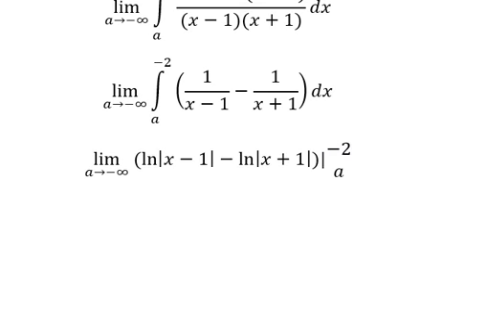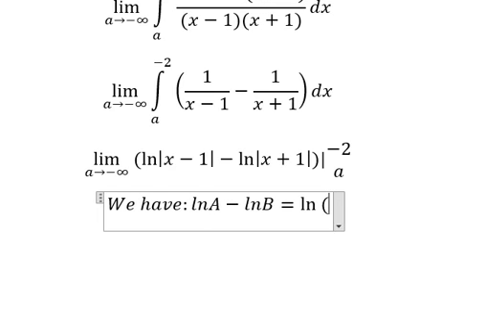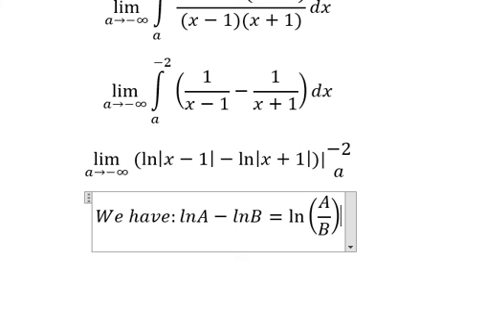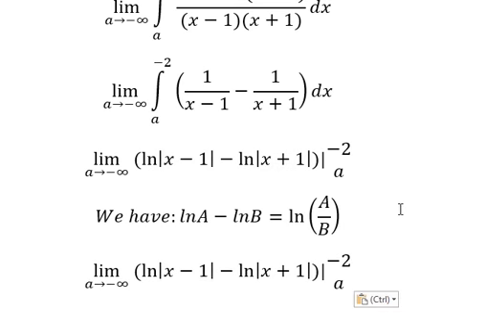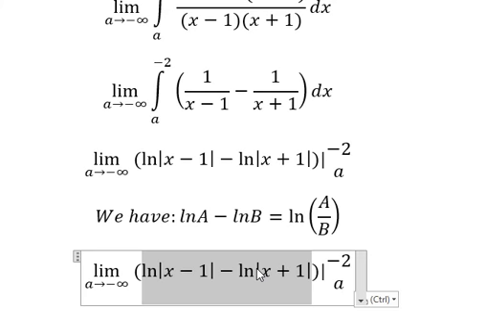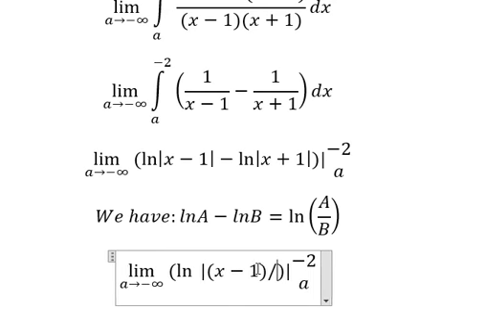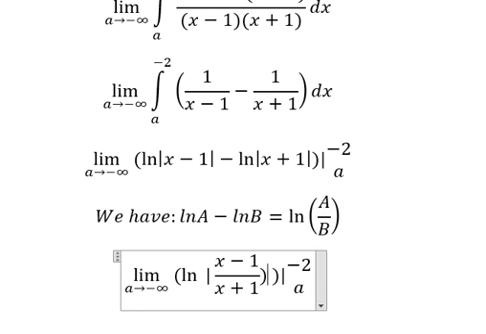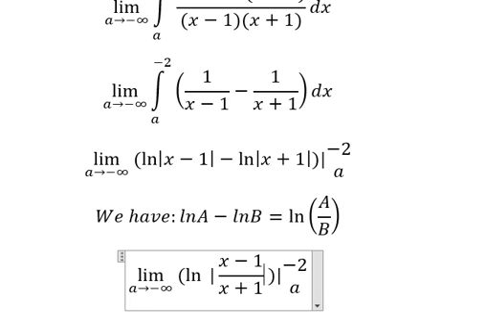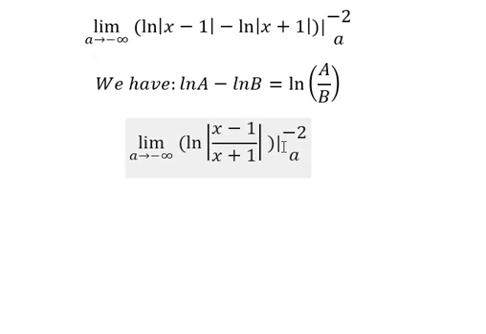So we have the second formula in here. ln A minus ln B equals to ln of A over B. So we apply the formula in here. And we have ln of the absolute value of s minus 1 over s plus 1. So after we got this one, we can put negative number 2 and a in here.